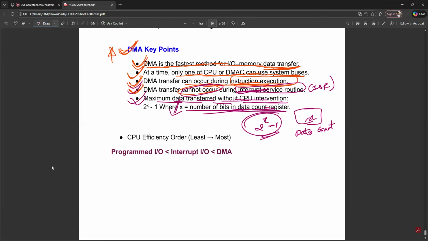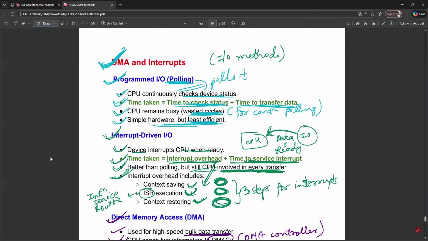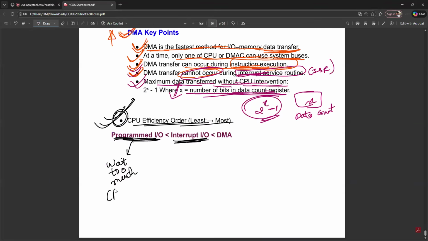Now, this is the last point. What is the CPU efficiency order from least to most? Program IO, which is polling, was the least efficient, because here you have to wait too much. Then interrupt IO, then DMA. DMA is fastest.